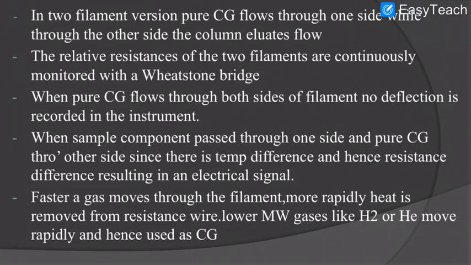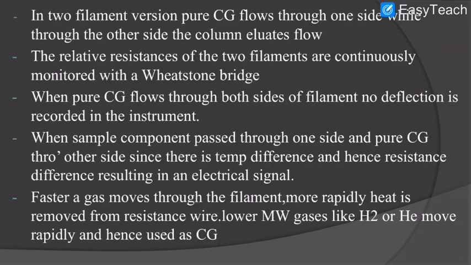When sample components pass through one side and pure carrier gas through the other side, there is a temperature difference and a resistance difference, and you get an electrical signal in the form of volts, and that is measured. The faster a gas moves through the filament, the more rapidly heat is removed from the resistance wire. So if you have a gas which moves faster through the column, through the filament, then the heat is removed more rapidly.